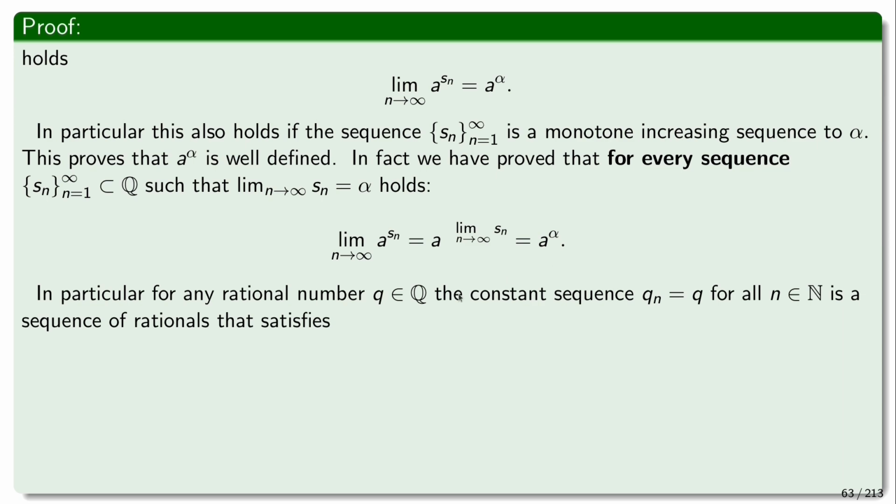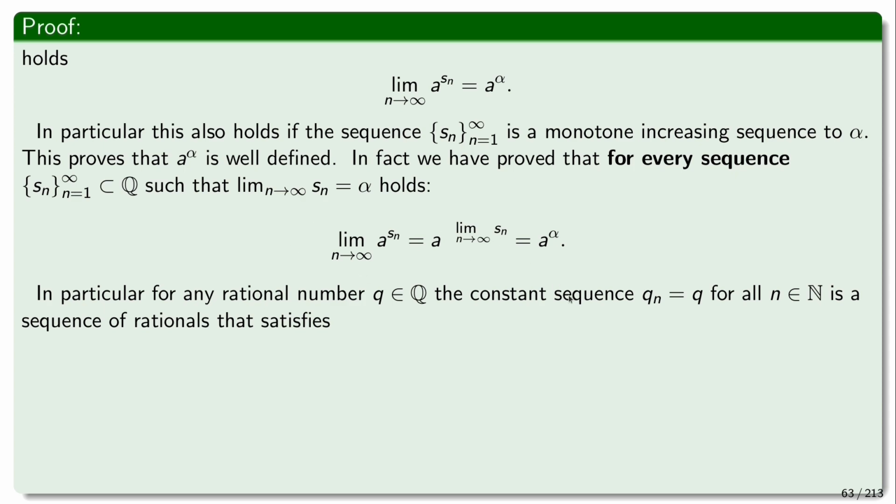So in particular, another thing that we need to show in terms of well-definedness. Now we have defined a to the power of alpha for every real number alpha by choosing a sequence of rationals that converges to it, and we get the same limit. But now we need to prove that when alpha happens to be a rational number, then this result coincides with the definition of a rational power which we had previously.